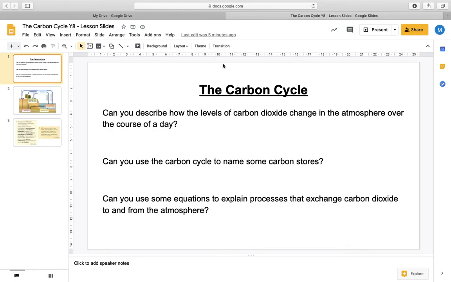So in your books, as you would do for any other lesson, I'd like you to write the title please, Carbon Cycle. By the end of this lesson you should be able to describe how the levels of carbon dioxide change in the atmosphere over the course of a day. You should be able to use the carbon cycle to name some carbon stores, and you should be able to use some equations to explain the processes that exchange carbon dioxide to and from the atmosphere.